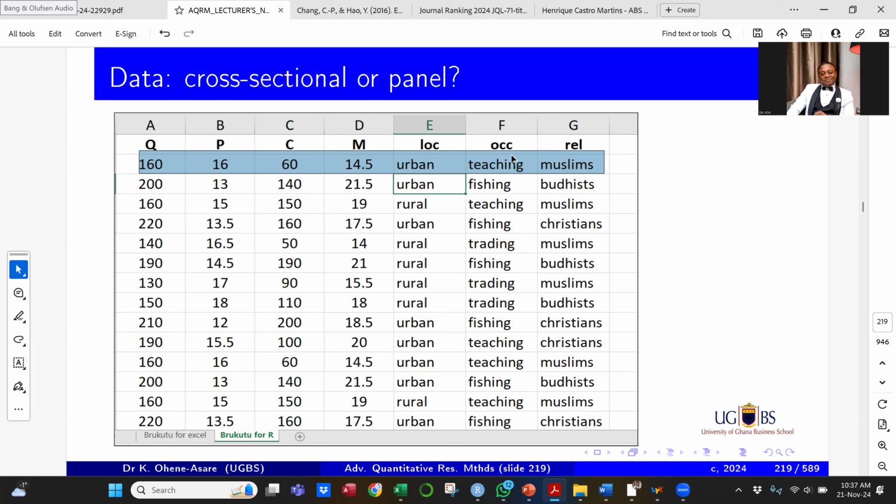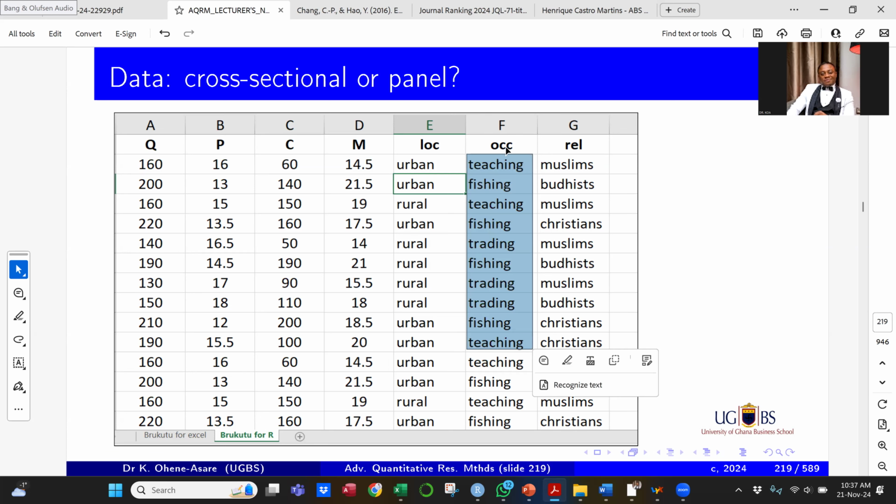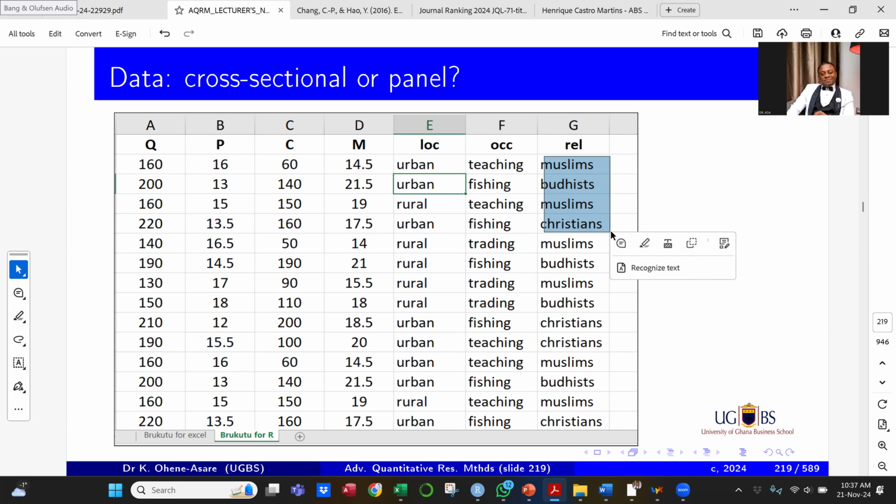The people that take this alcoholic beverage, their level of occupations are all here. Some are teachers, some are fishers, some are traders. And their religious affiliations are here. Some of them are Muslims, some of them are Buddhists, some of them are Christians. And these things you believe can affect their quantity demanded. So you have all of this information here.